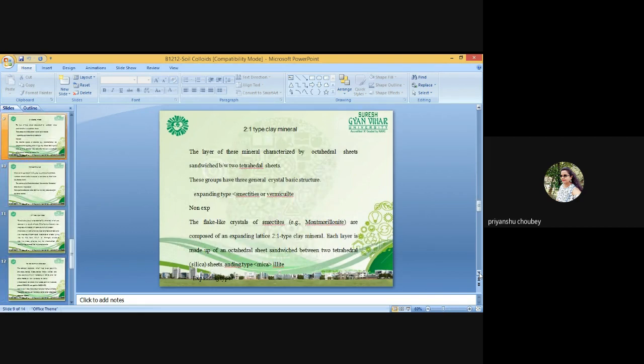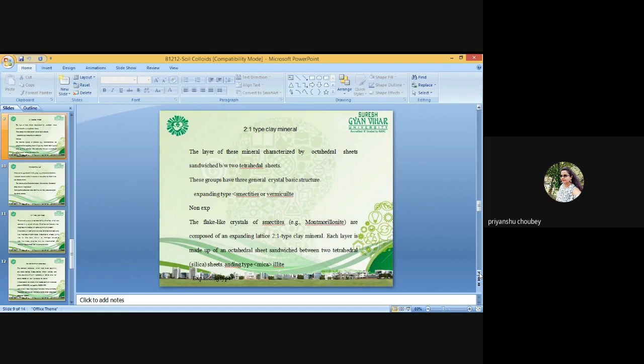Adsorption properties of soil colloids. One of the most important properties of soil colloids is that they can adsorb charged as well as neutral substances on their surface. Adsorption is the process by which one substance, called the adsorbate, is accumulated on the surface of another substance, called the adsorbent.